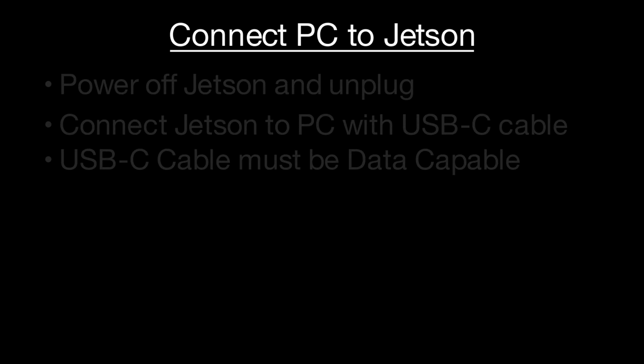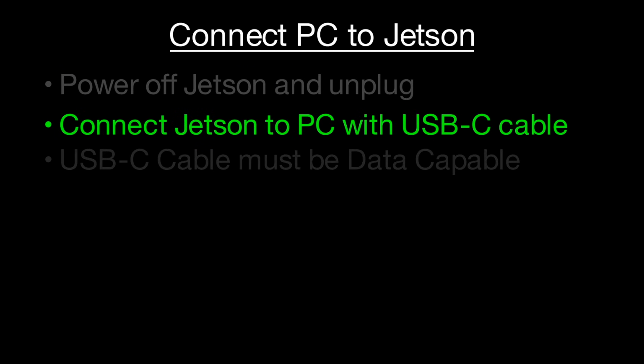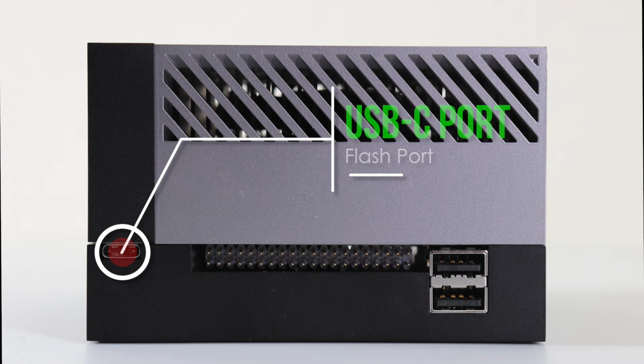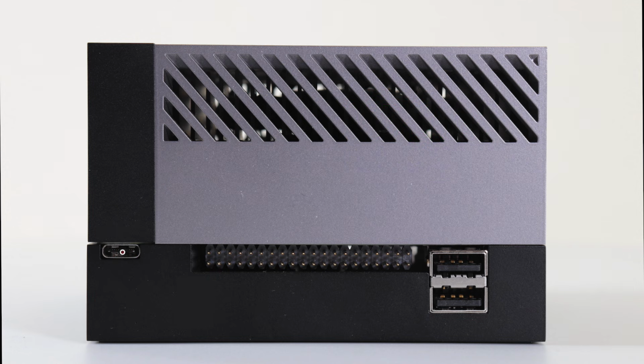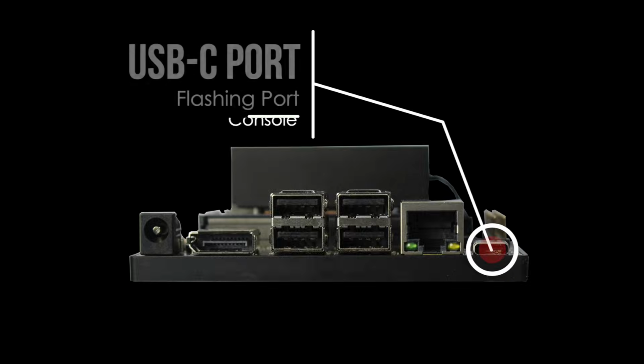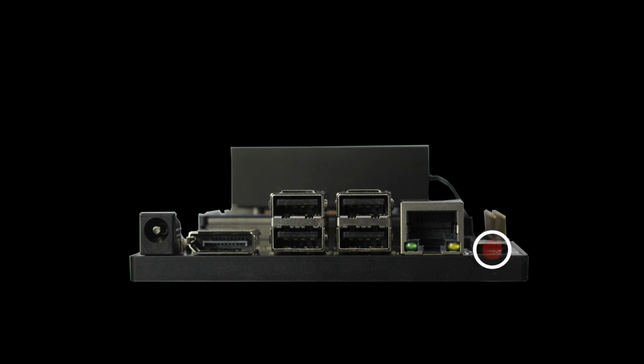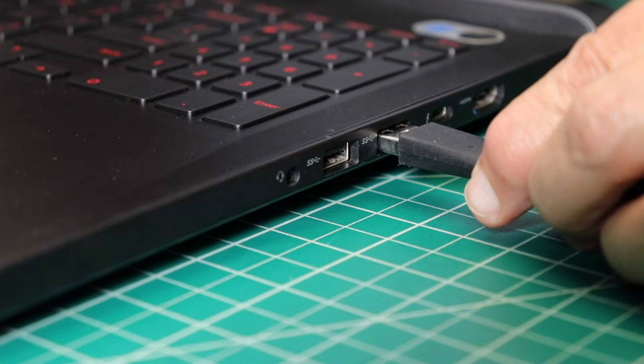You also need your Jetson. For Jetpack 6, this is an AGX Orin or Orin Nano developer kit. We'll refer to this as the target. With the Jetson developer kit powered off, connect the Jetson to the PC using a data-capable USB Type-C cable. The flash port of the AGX Orin is located next to the GPIO header. On the Orin Nano, the flash port is located next to the Ethernet jack. Plug the other end of the cable into the PC.